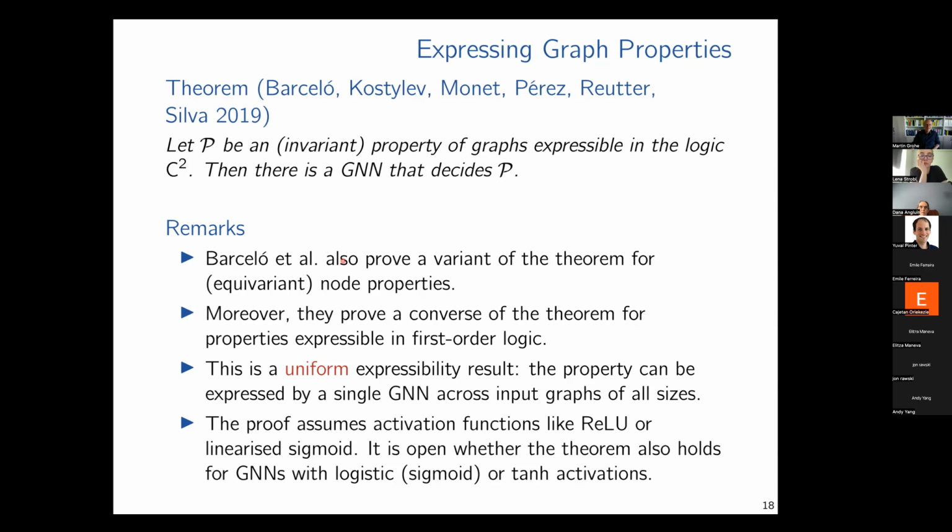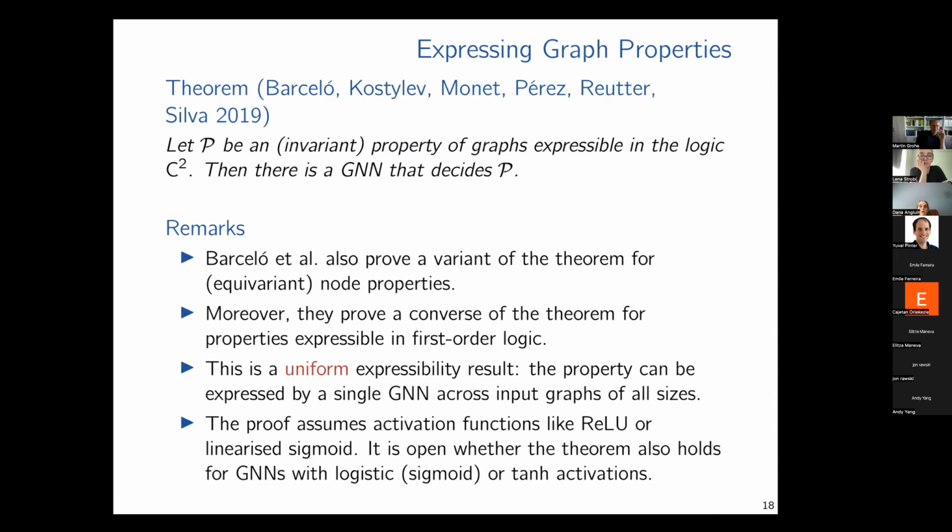There's also one restriction: the proof assumes that we have an activation function like ReLU or a linearized sigmoid, to be able to compute Boolean functions exactly and not only approximately. We do not know if the theorem also holds if we assume GNNs with, say, the logistic function or hyperbolic tangent as activations. I think that's an interesting question. I couldn't prove it for these.